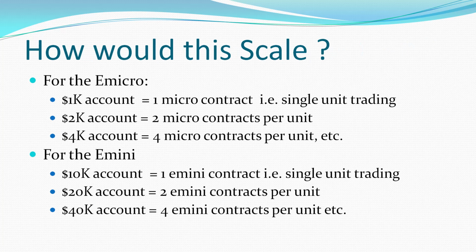For the E-mini, it's the same, it just scales by 10. So for a $10,000 account, you could trade 1 E-mini contract, which would be single unit trading. $20,000 account, you could trade 2 E-mini contracts per unit. $40,000, 4 E-mini contracts, etc. Okay, that's just the way those scale.